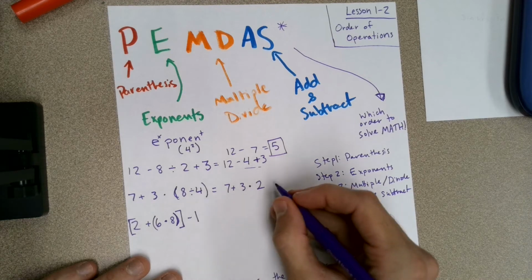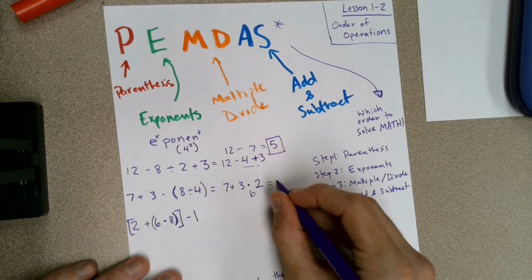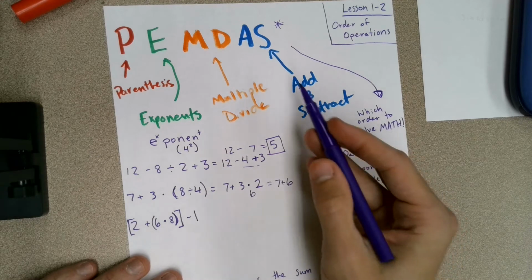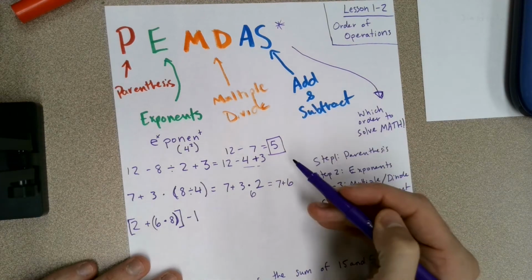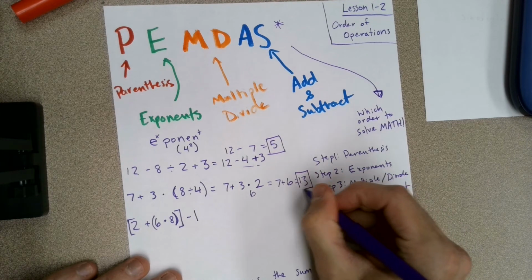So we're going to do that. 3 times 2, you know that one, 6. That leaves us with 7 plus 6. We go to our last step, addition, subtraction. 7 plus 6 equals 13. Using PEMDAS, we solved it.